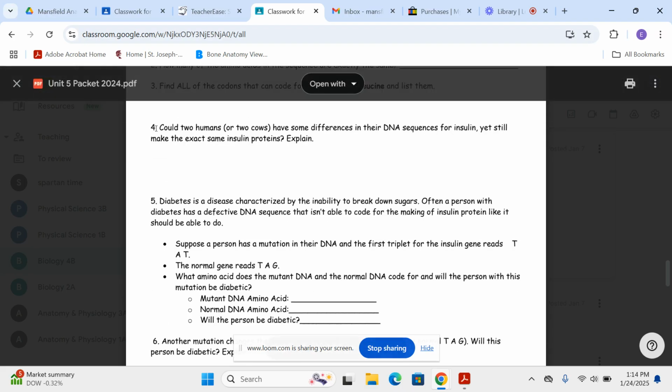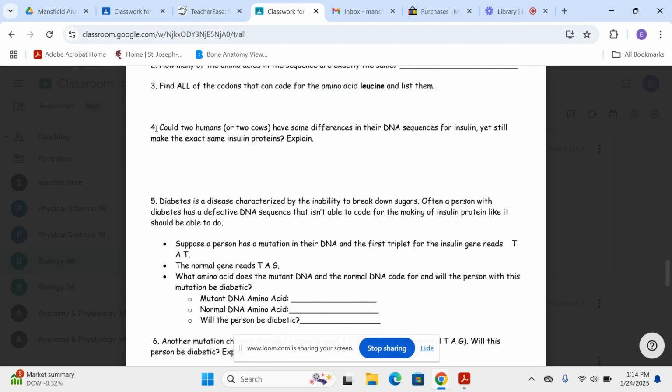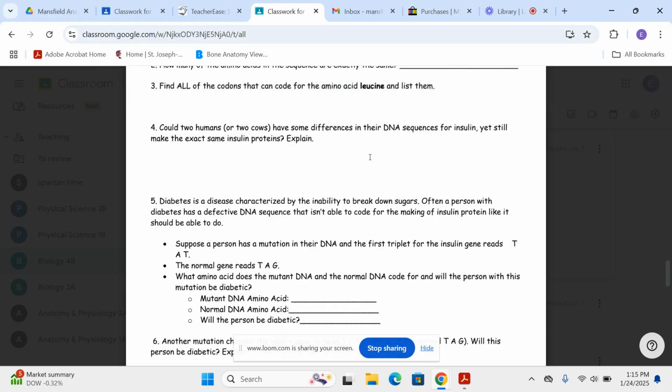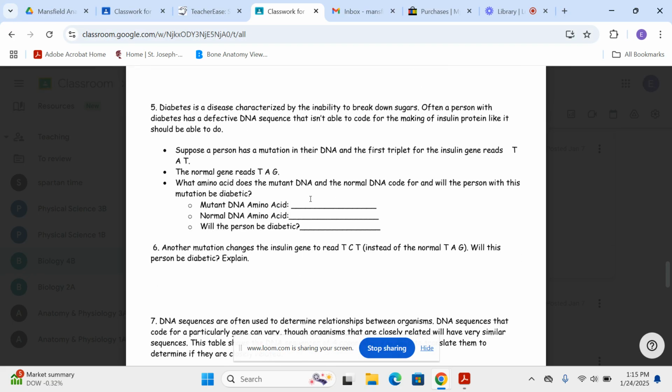This question here is a critical thinking question. So what it's essentially asking, if I were to simplify it, is can you have 2 codons that are different but make the same amino acid? So that's for you to write down.